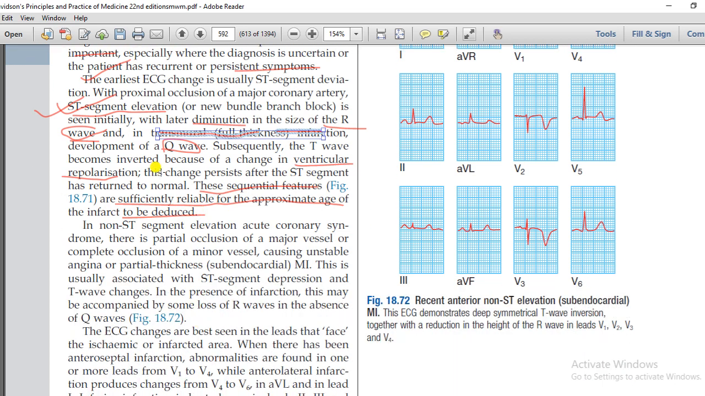In non-ST segment elevation acute coronary syndrome, there is partial occlusion of a major vessel or complete occlusion of a minor vessel, causing unstable angina or partial thickness myocardial infarction. This is usually associated with ST segment depression and T wave changes.